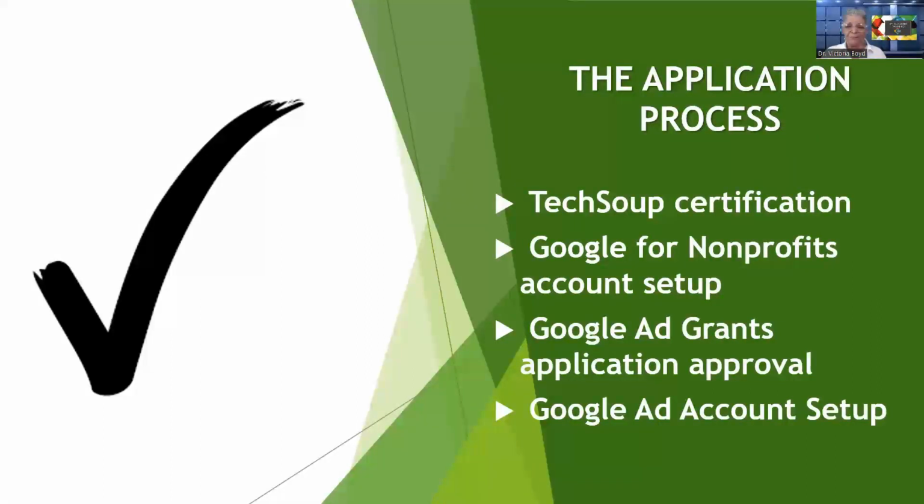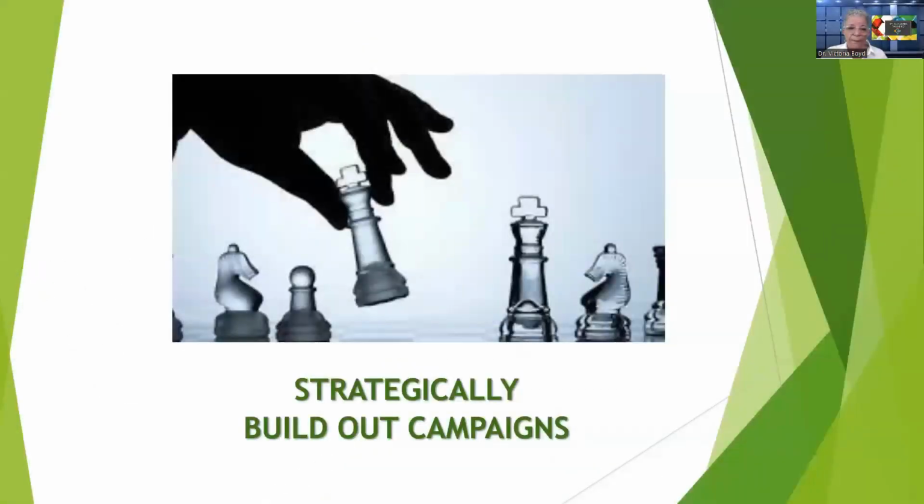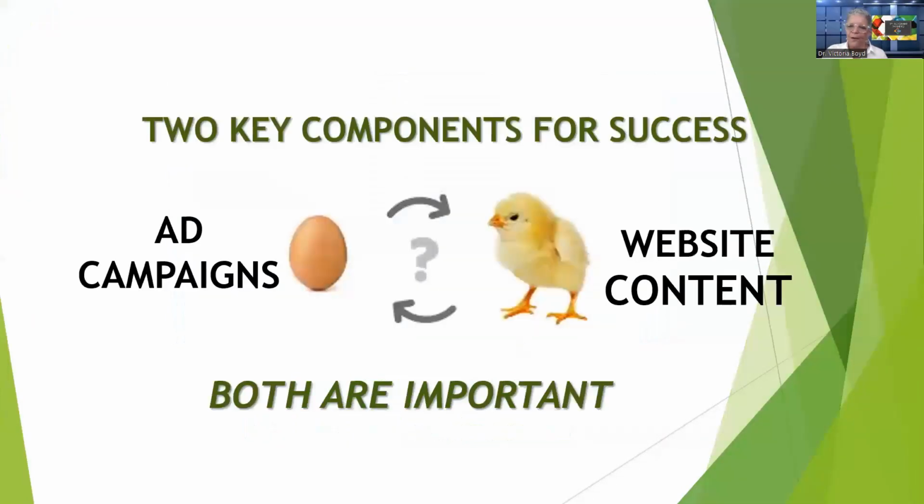So the application process, like I said earlier, it's pretty simple. It's all the other stuff that you have to think about. And that's where thinking strategically, you have to start before you even get the Google ad grant. That's why I talked so much about your website before, because you're now strategically going to build out campaigns based on what's on your website.